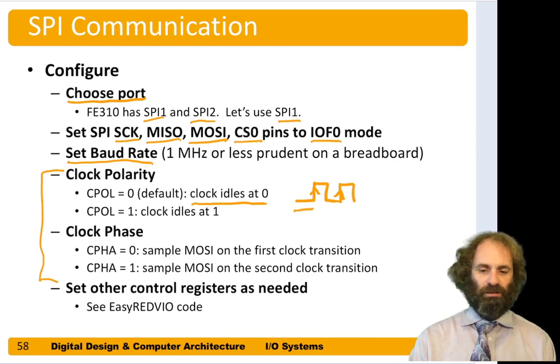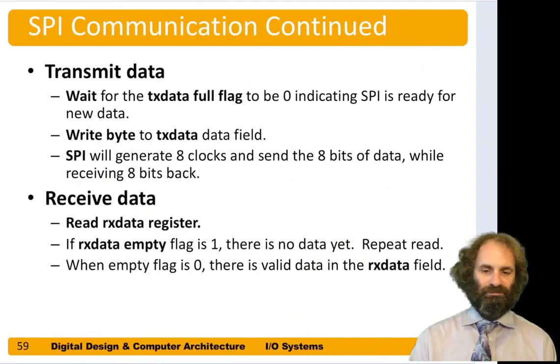Clock polarity of 1 means the clock is initially high and then drops. Clock phase tells us whether we want to sample the bit from MOSI on the first clock transition or the second clock transition, and if you care about this stuff, there's diagrams in the data sheet. But for most devices, the polarity and phase of 0 is correct. And for certain devices, there are other control registers you might want to set up, but typically the defaults are adequate.